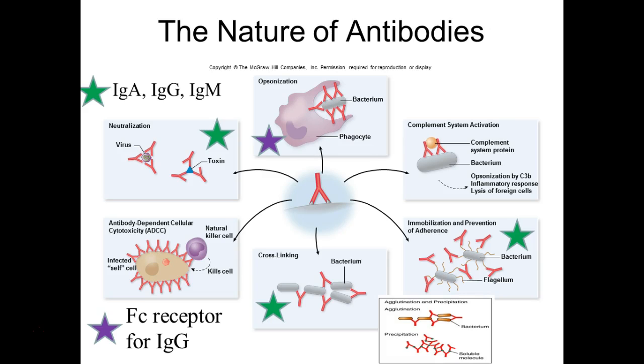So one more level of detail. There's only 2 classes of antibodies that can activate complement. Anyone want to take a guess? What are the 2 most common antibodies you have in your body? IgG and Mr. Mega Big IgM. And as I said, when antibodies activate complement, that's referred to as the classical pathway.